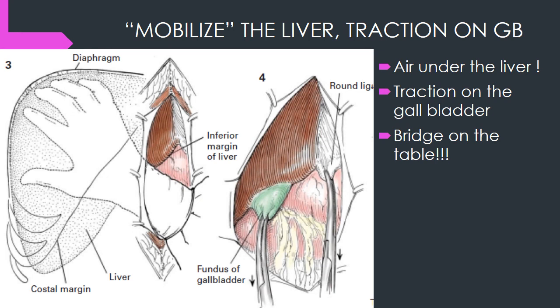Once the incision is made and the peritoneal cavity is opened, you need to insert your hand below the diaphragm, between the liver and the diaphragm, and pull the liver so that there is some air under the liver. Then you can give a good amount of traction on the gallbladder to get the gallbladder out of the wound and to expose the Calot's triangle completely. Had you put a bridge on the table below the patient, it would really help you in this step.